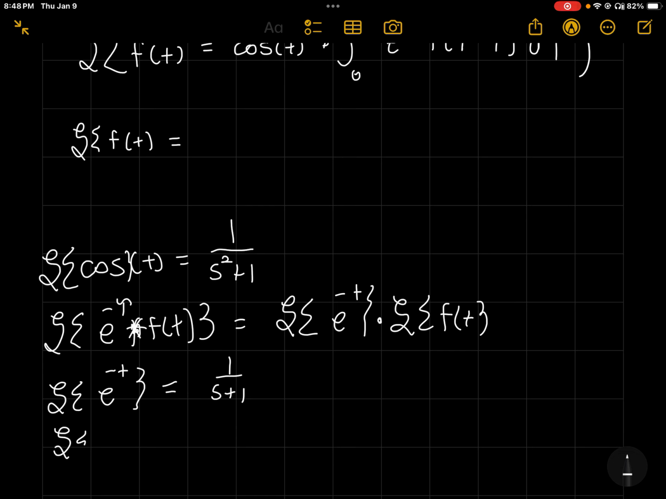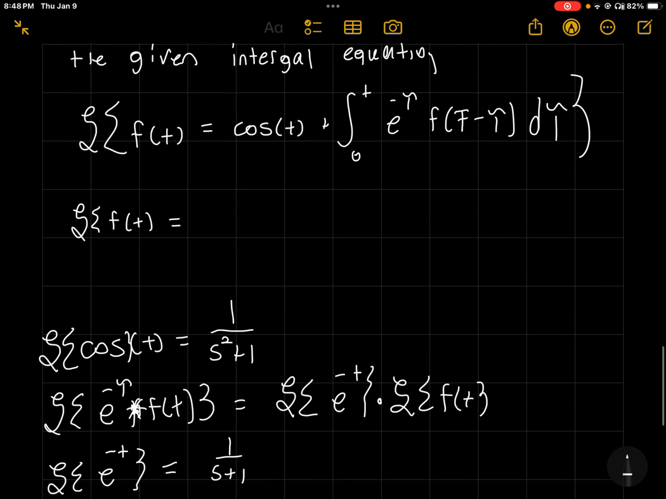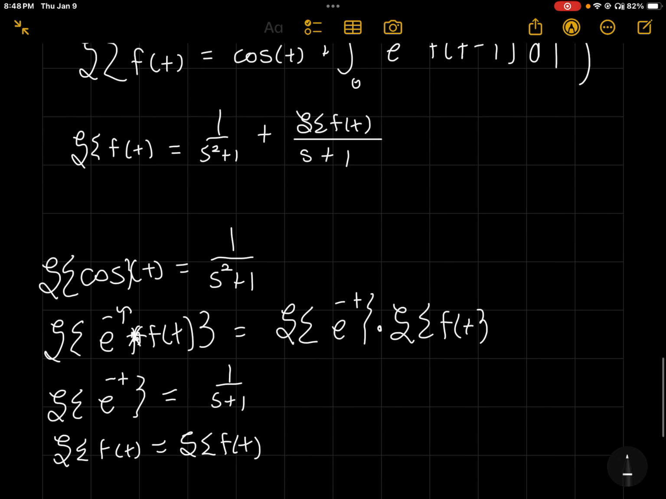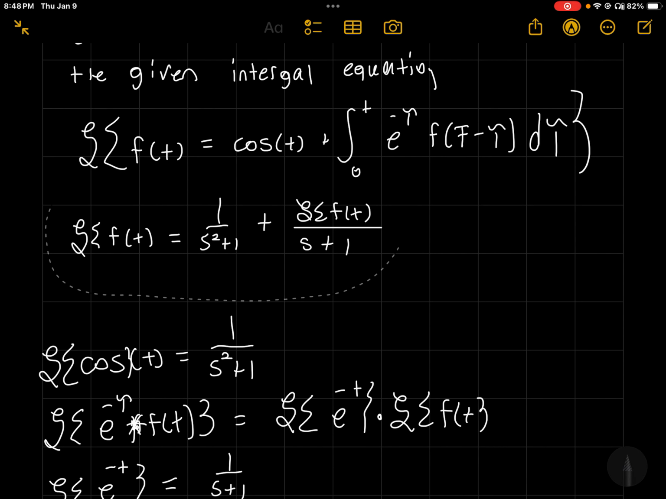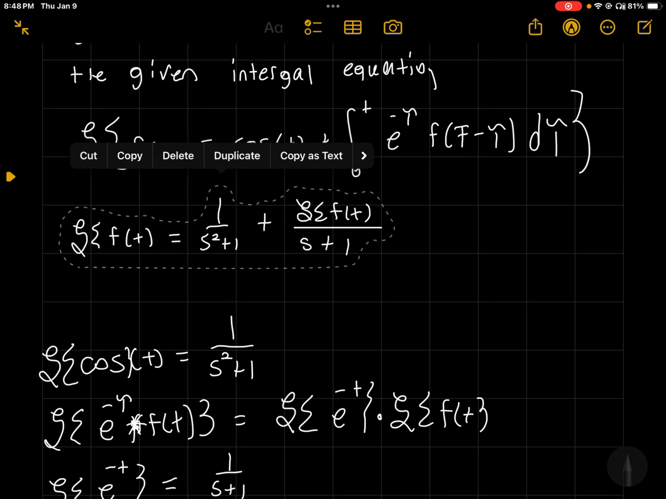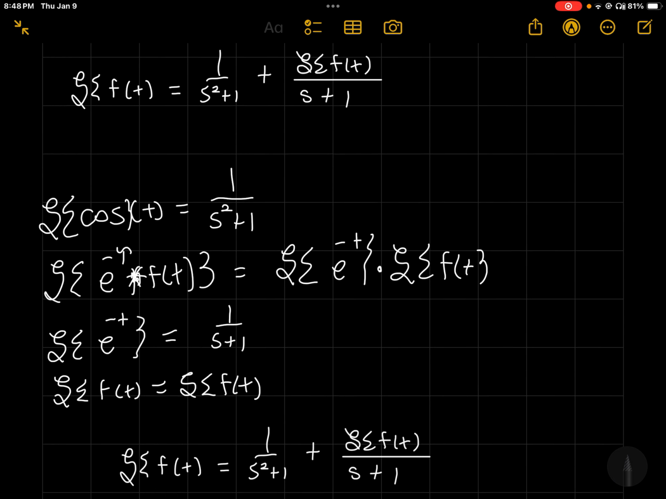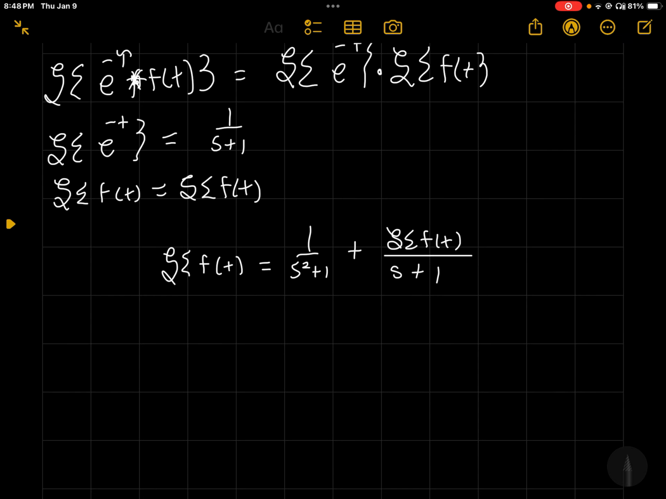And we know the Laplace transformation of f of t is the same thing, the Laplace transformation of f of t. As we plug it in here, what we're going to get is this plus the Laplace transformation of f of t times 1 over s plus 1. And now we're back here, guys.